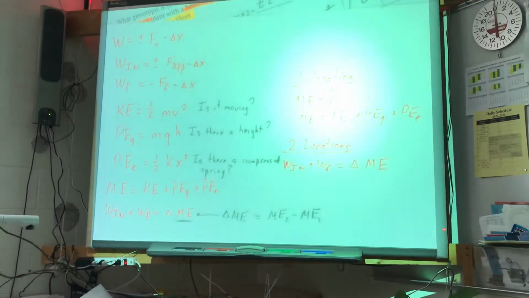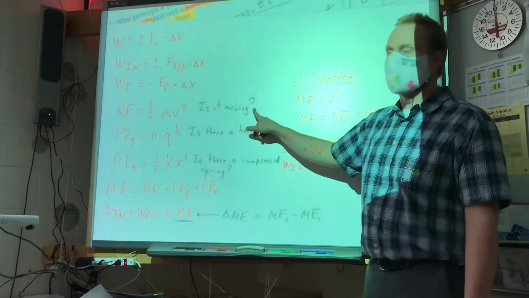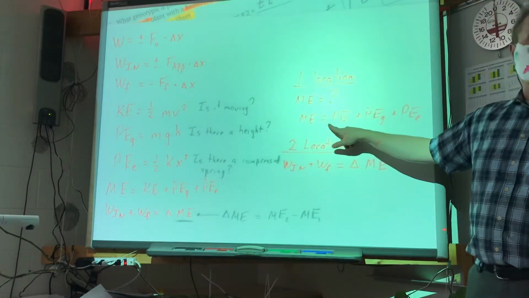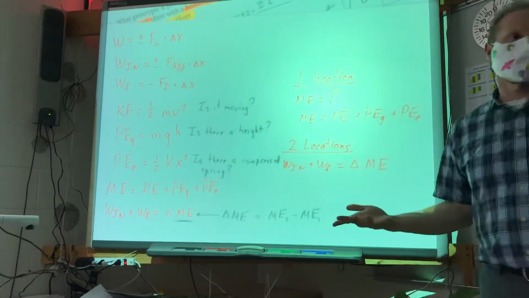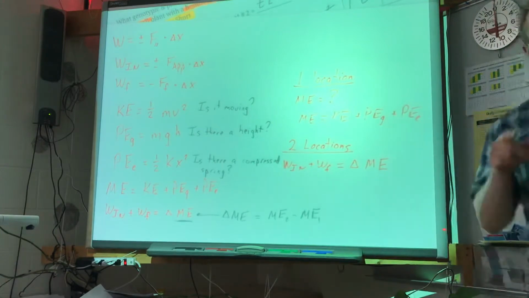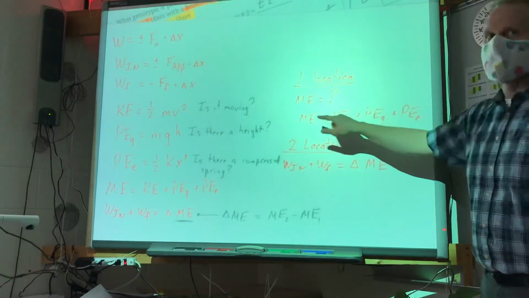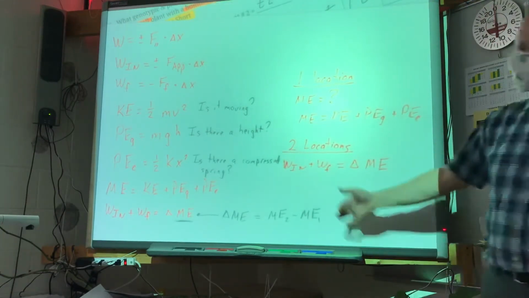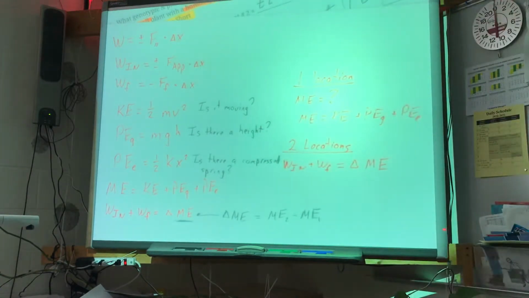And by asking these questions, we can go through and say, is it moving? No. No kinetic energy. Is there a height? No. Then there is no gravitational potential energy. Is there a compressed spring? Yes. Okay. Then there's PEE. Sometimes there are 2. Sometimes there are all 3. And then it's plugging in the numbers in your equation and solving it. That's how we're going to start.